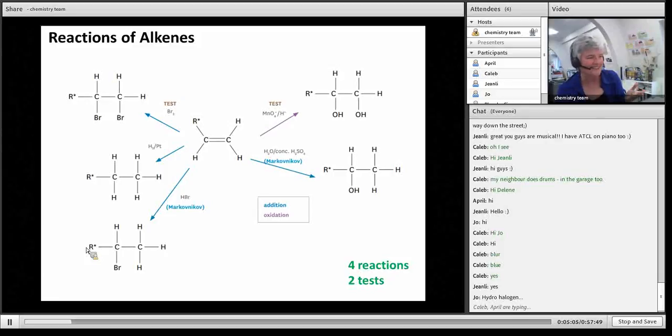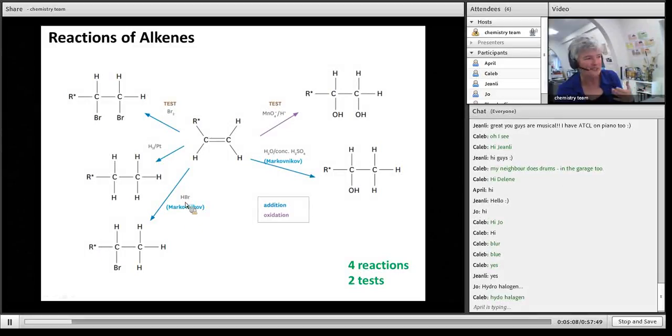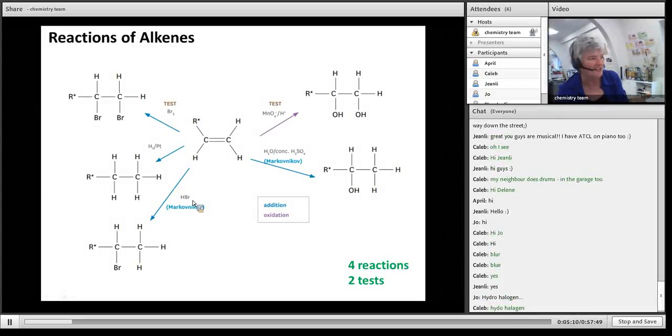Hydrohalogenation. You're adding a hydrogen, so that's the hydro part, and the halogen. So I'll just go very briefly. That's hydrogenation. This is also actually a reduction reaction. Remember, reduction is like adding hydrogen or removing oxygen.